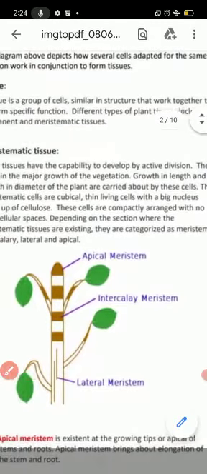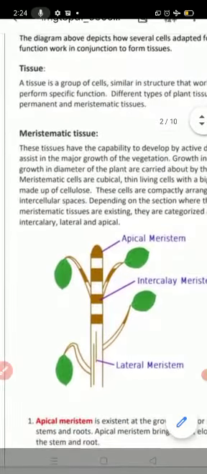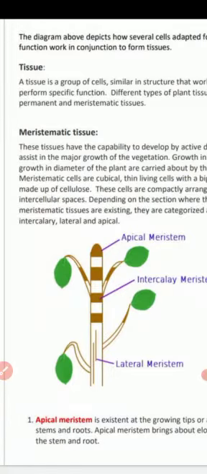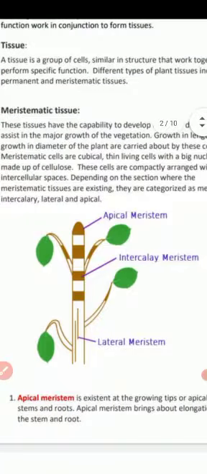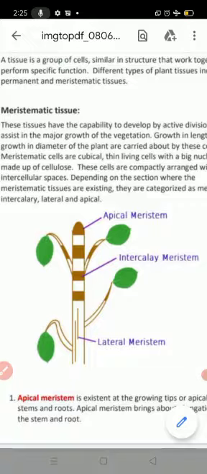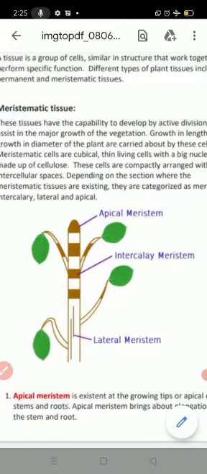The meristematic tissues are made up of cellulose. These cells are completely arranged with no intercellular space. It means there are no spaces in this tissue. Intercellular space means that when two cells are present, there is some space between the two cells. That term is known as intercellular space. But in the case of meristematic tissue, there is no intercellular space. That is the characteristic of the meristematic tissue.